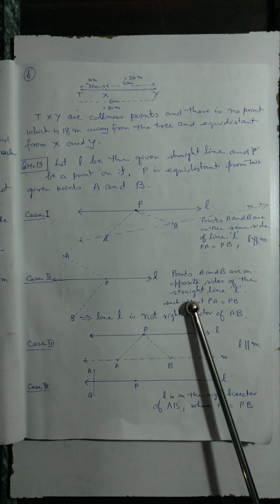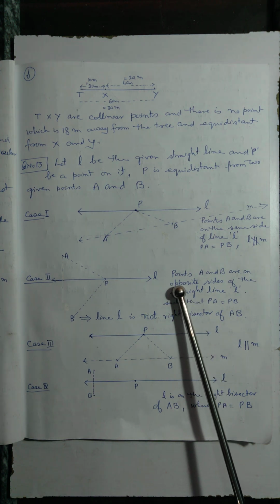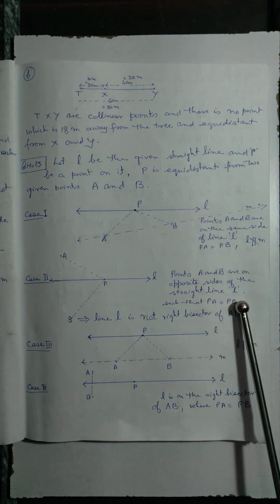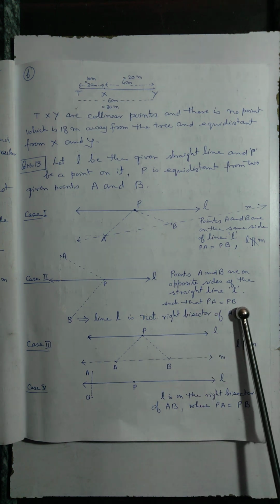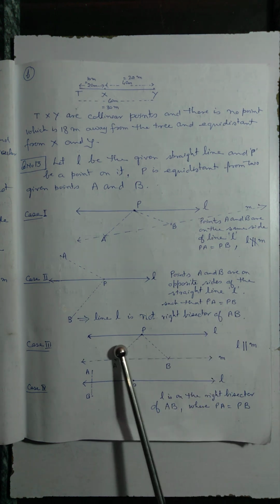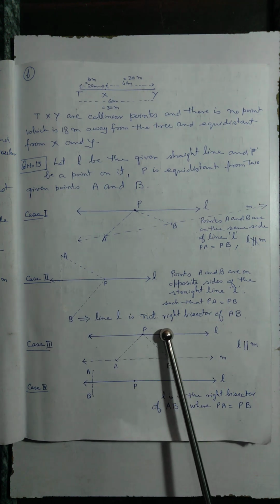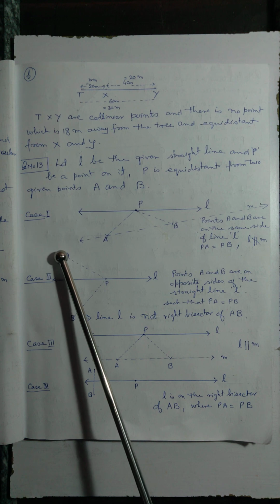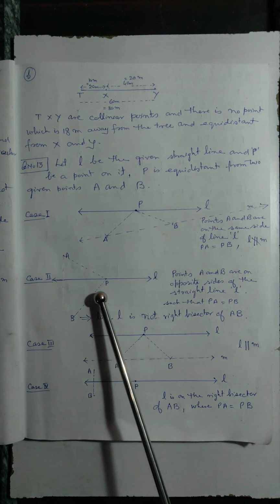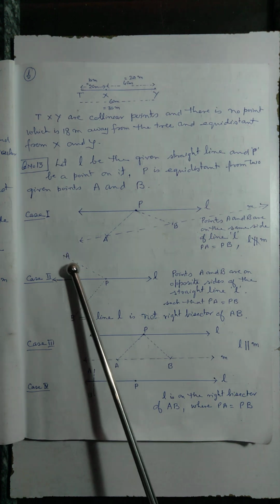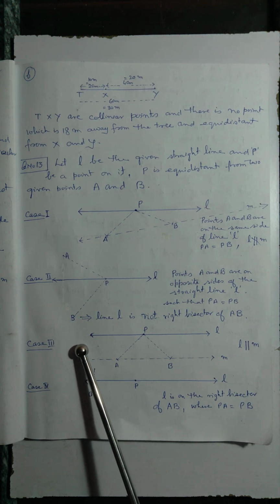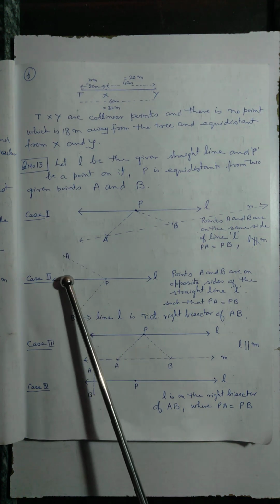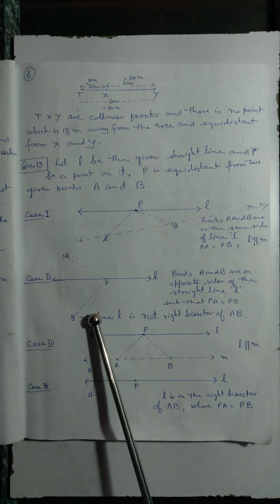Now the case 2. Points A and B on the opposite sides of the straight line L such that PA and PB are equal. This implies that the line L is not a right bisector of AB, though PA and PB are equal. But if you join AB, then P is not on the right bisector. P does not lie on the right bisector of it.